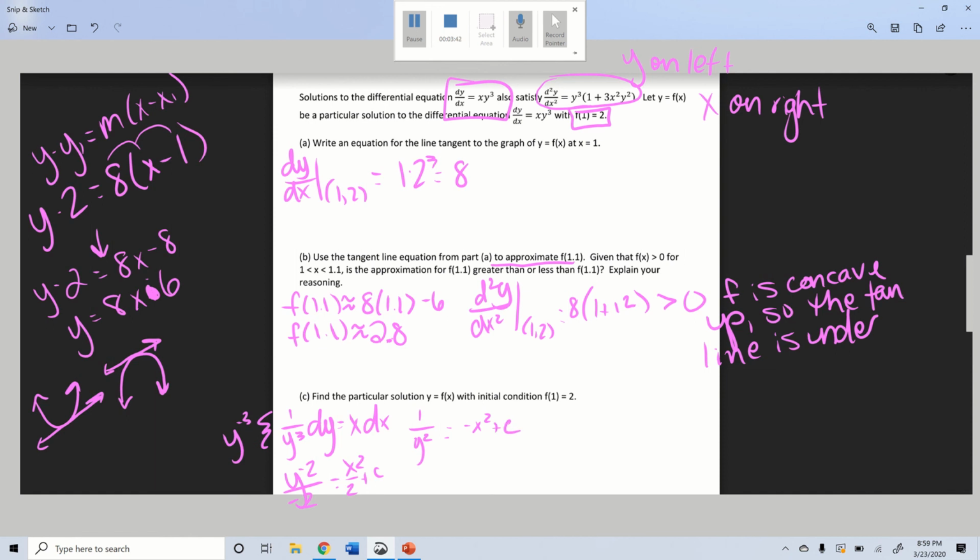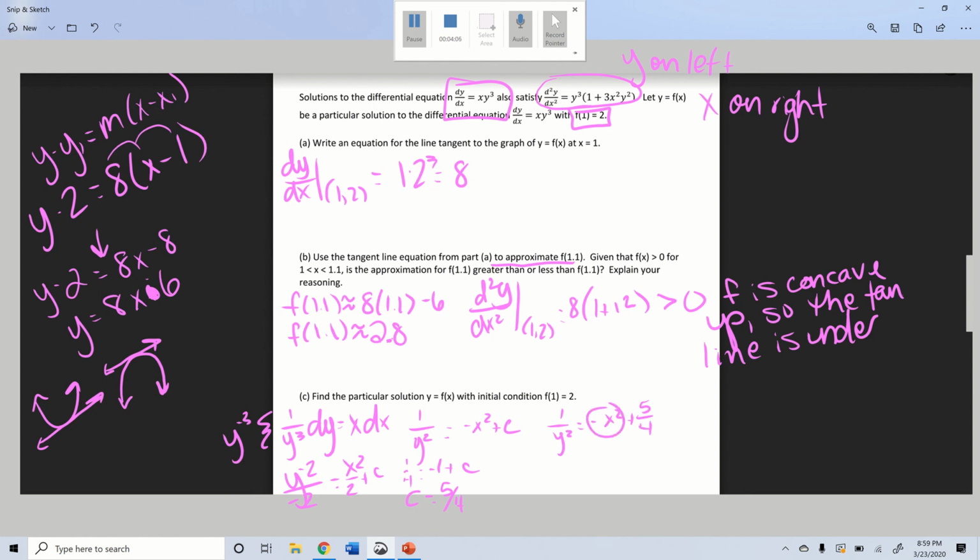I'm going to go ahead and solve for the c right here. So we're going to plug in 2 for y, which is going to give us 1/4. We're going to plug in 1 for x. So now when we solve for c, that is going to give us 5/4. So we'll plug that in. We'll have 1 over y squared equals negative x squared plus 5 over 4.